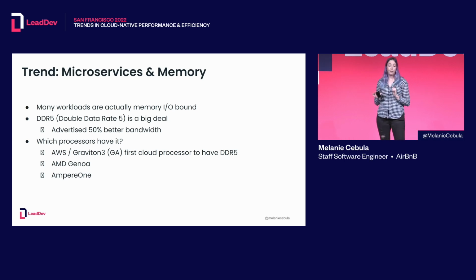Let's talk about memory. Again, a lot of our workloads these days are not actually CPU bound. So many microservices are actually memory IO bound, and they use a lot of bandwidth. So other advancements like DDR5 is a big deal, which is advertising 50% more bandwidth. And some of the latest processors have it. So I just listed some of those here. They're either GA or they're coming out this year or next year.